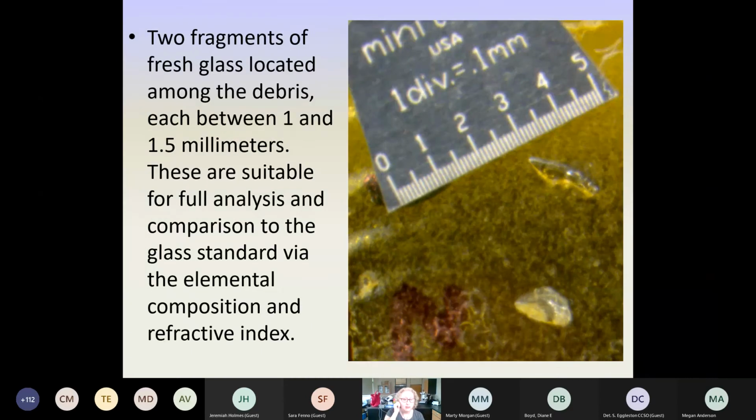We'll also look under the microscope for debris from clothing. And in this scenario, this example, after I finished screening all that debris, 2 particles of fresh glass were located, each of them over 1 millimeter in size. So they were suitable for full analysis to the standard.